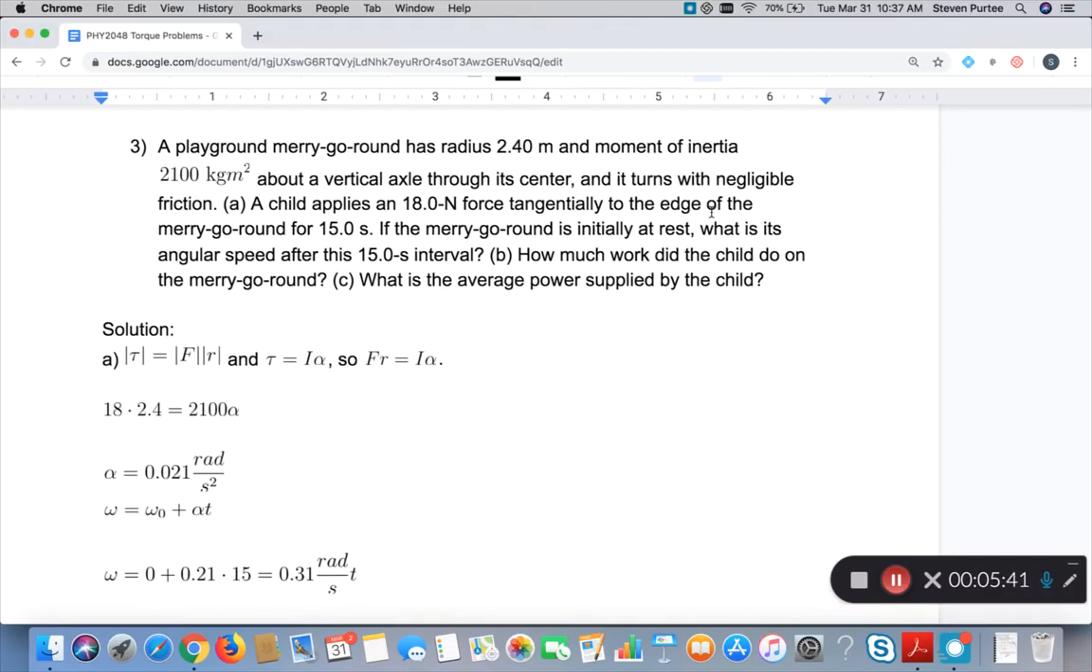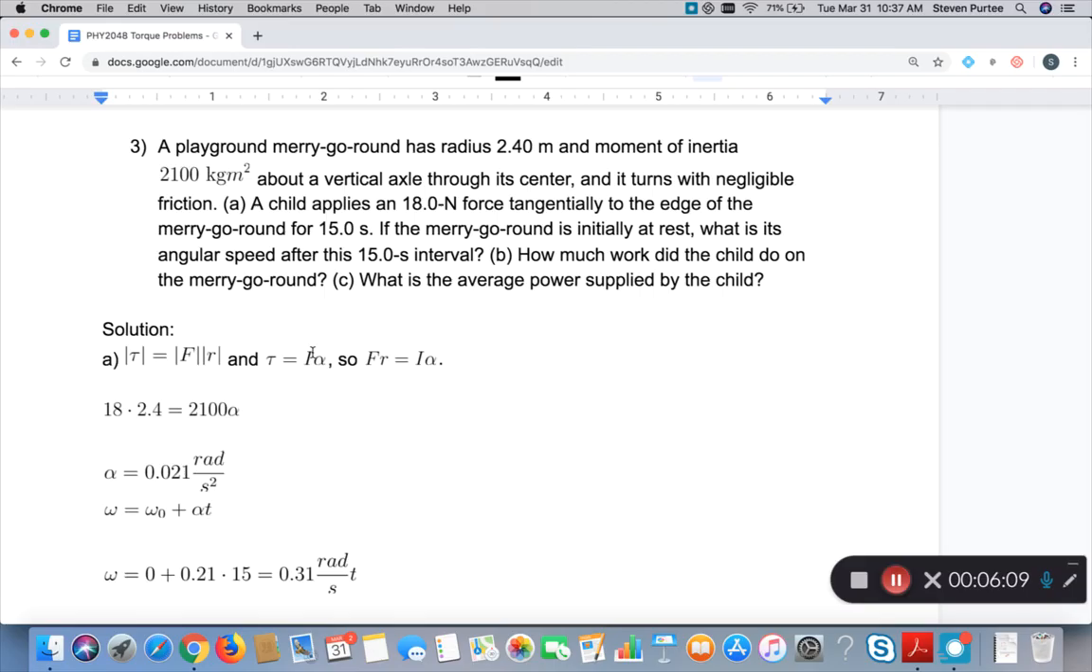All right, 3. We have a kid pushing a merry-go-round. Again, pause and try on your own first before you listen to me. Hopefully you did. The kid's pushing tangentially. That means a 90-degree angle between the lever arm and the line of action, for 15 seconds. If we're initially at rest, we want to find our final speed.